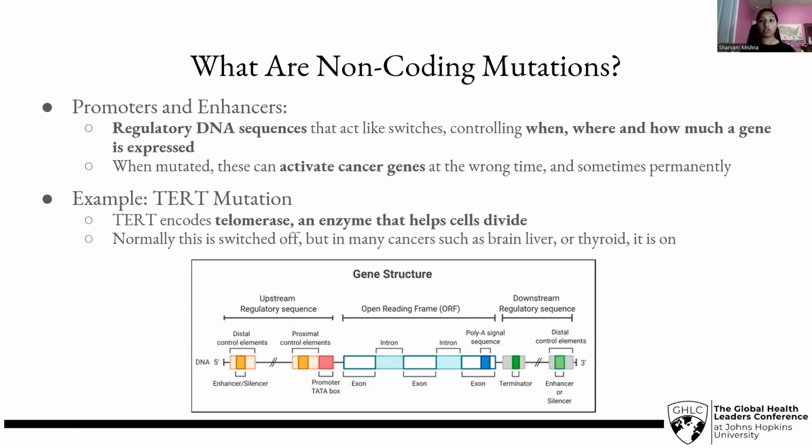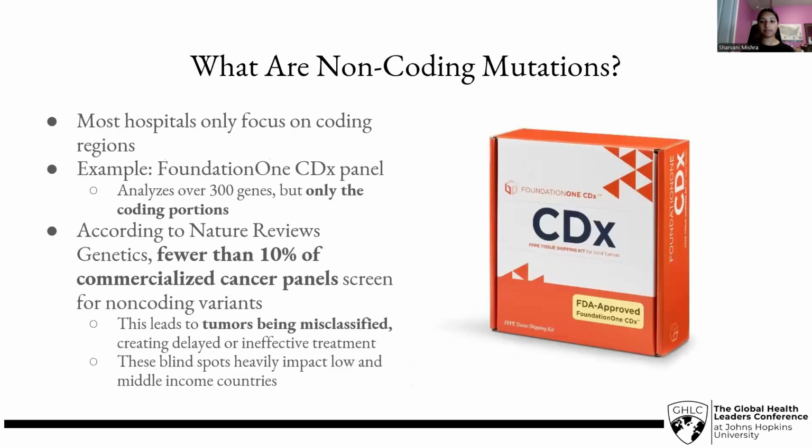Promoters and enhancers are regulatory DNA sequences that act like switches, controlling when, where, and how much a gene is expressed. When mutated, they can activate cancer genes at the wrong time, and sometimes permanently. One of the most well-known examples is the TERT promoter mutation. TERT encodes telomerase, an enzyme that helps cells divide. Normally, it's turned off, but in many cancers, including brain, liver, and thyroid cancers, mutations in its promoter turn it back on, allowing cells to divide indefinitely.